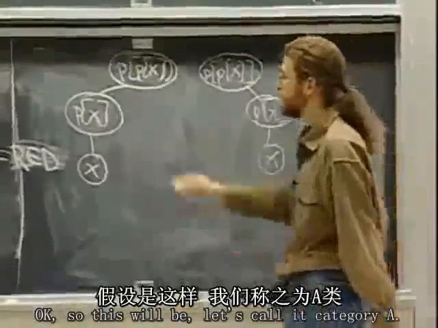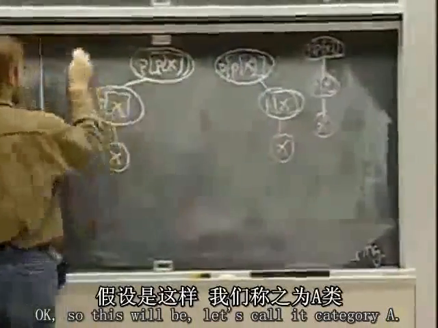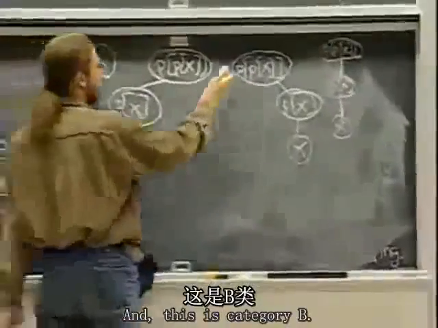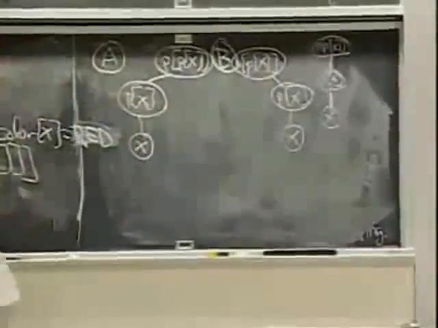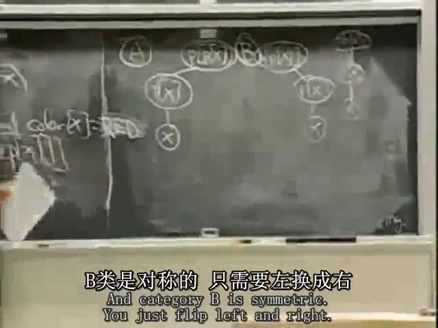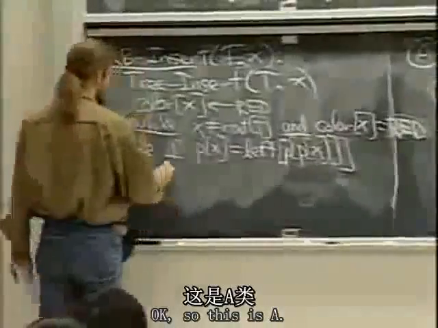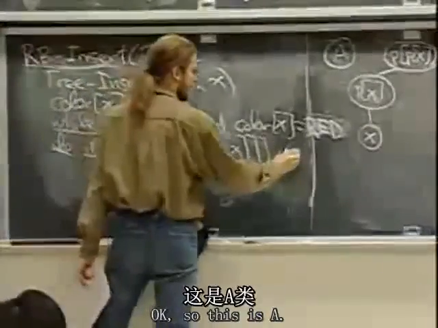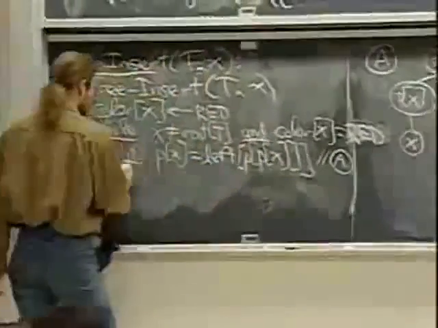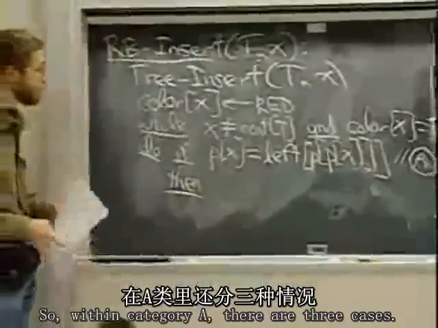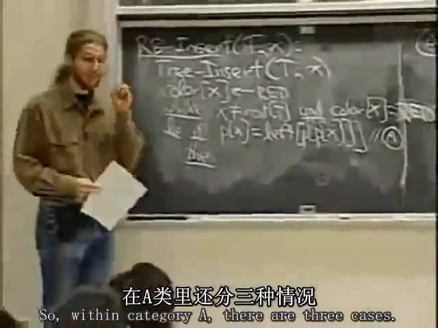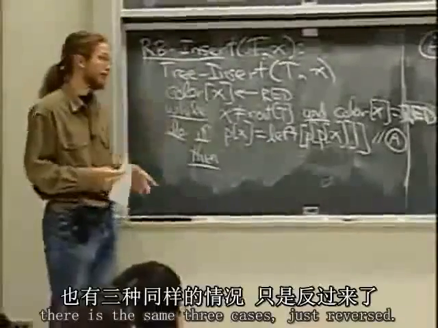Okay, so this will be, let's call it category A, and this is category B. And I'm going to tell you what to do in category A, and category B is symmetric. You just flip left and right. Okay, so this is A. So within category A, there are 3 cases. And within category B, there's the same 3 cases, just reversed.